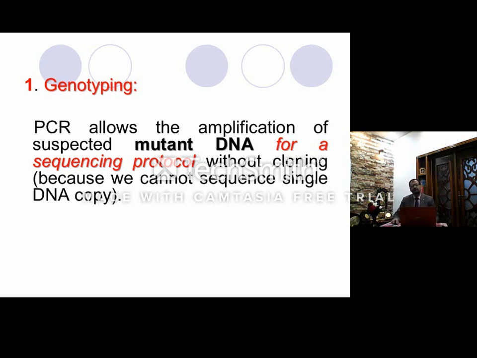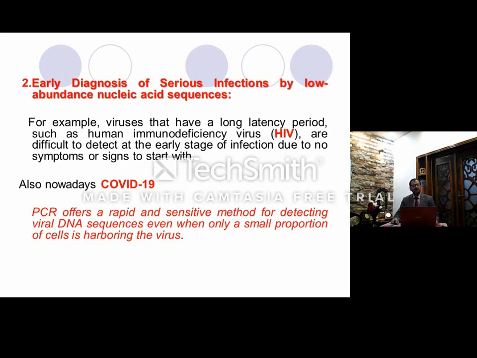The second thing is early diagnosis of serious infections that can be caused by low abundance nucleic acids. Now, if you have heard about HIV, and even nowadays the coronavirus, these viruses, when they enter the body, go through a long, or relatively long, latency period. There will be no symptoms or signs, no clinical manifestations for weeks or for months.